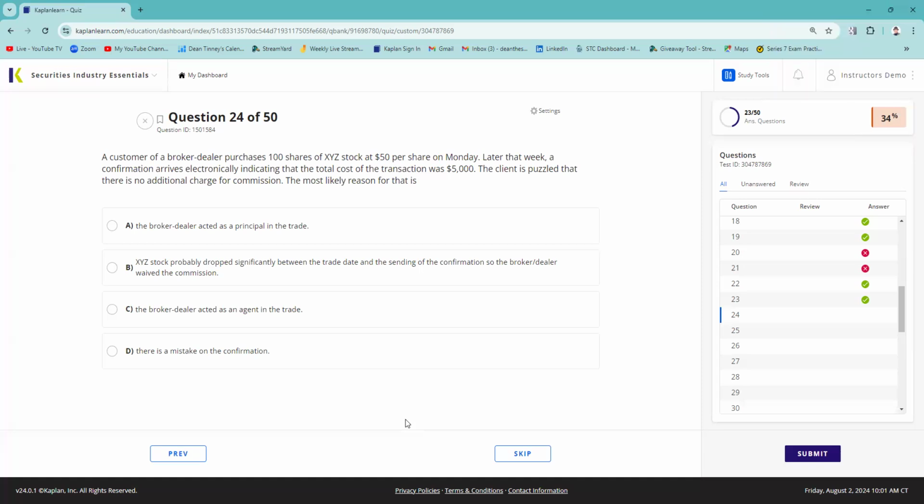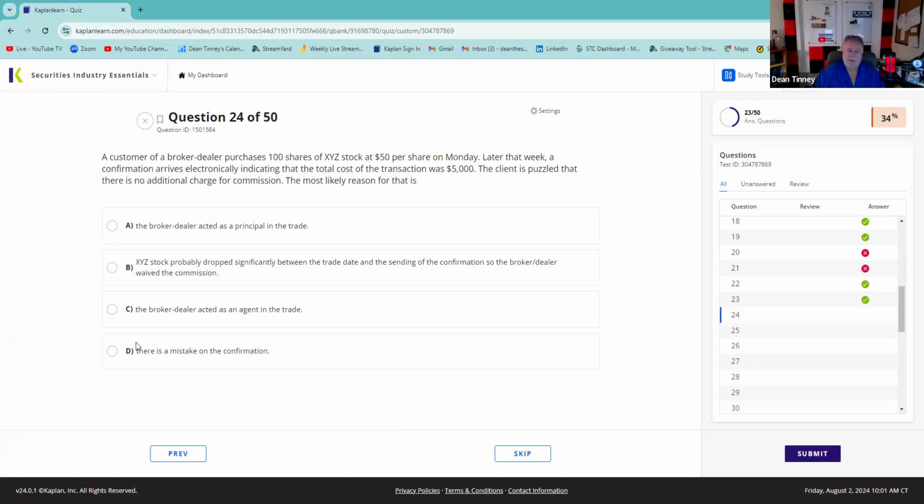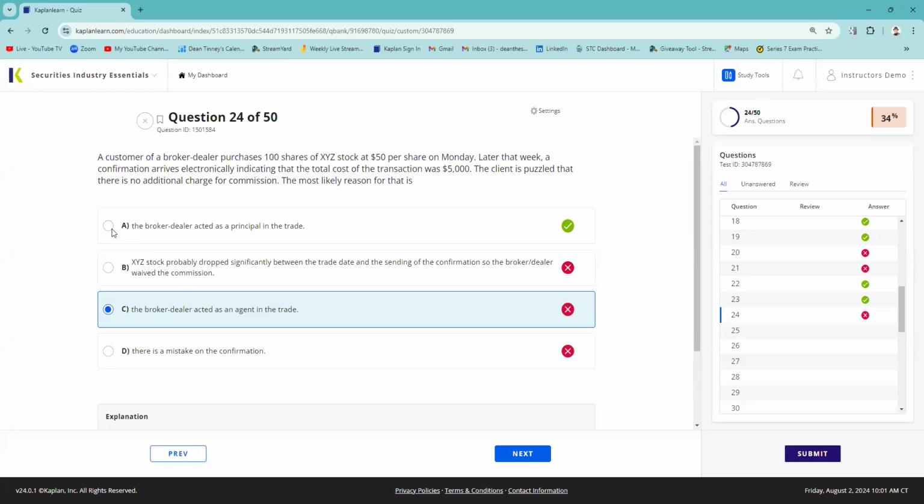Is that the broker dealer acted as the agent? Well, no, agent means there would have been a commission. So you're on the backside. If an agent, there's a commission, so they're the principal. Exactly. I mean, I charge you a markup.